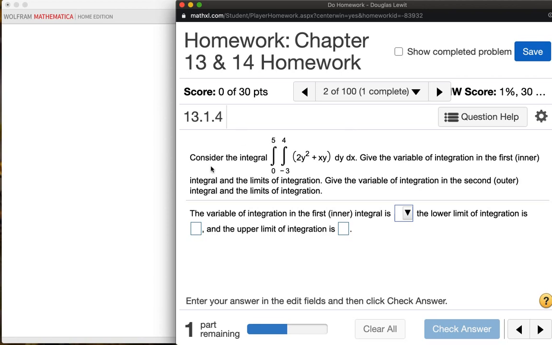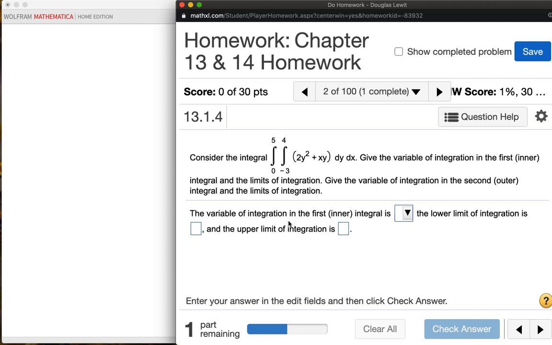Problem number 2. Consider the integral. Give the variable of integration in the first or inner integral and the limits of integration. Give the variable of integration in the second or outer integral and the limits of integration. Well, pretty easy. It's a simple problem like the first one.